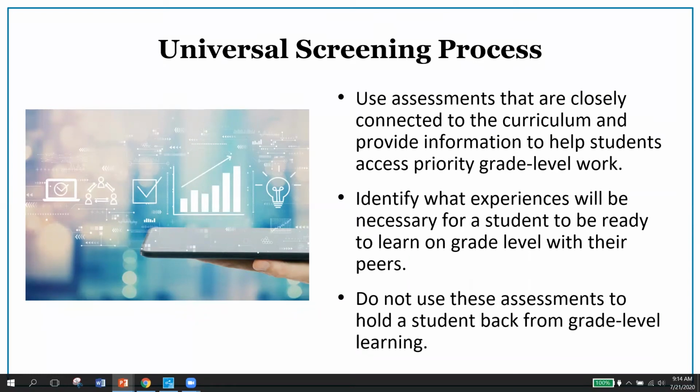Another valuable and essential piece of information to inform teaching and learning is data from universal screening. The universal screening process uses brief assessments to identify students who are and who are not meeting grade level expectations. When administering universal screening in the fall, it is important to use assessments that are closely connected to the curriculum and provide information to help students access priority grade level work, to identify what experiences will be necessary for a student to be ready to learn on grade level with their peers. And please remember, these assessments are not to be used to hold a student back from grade level learning.